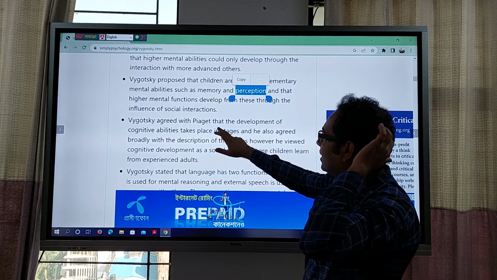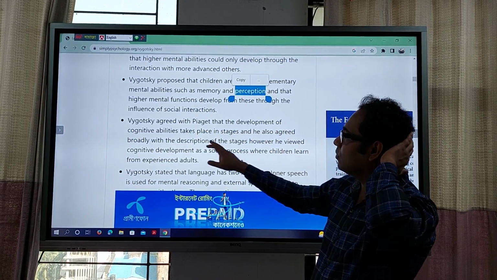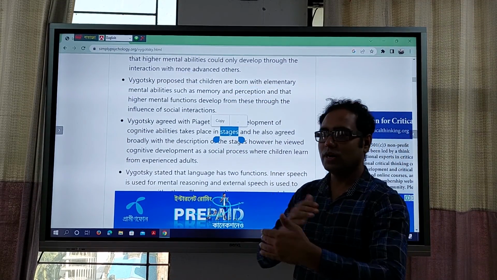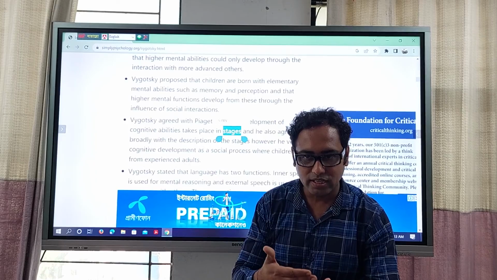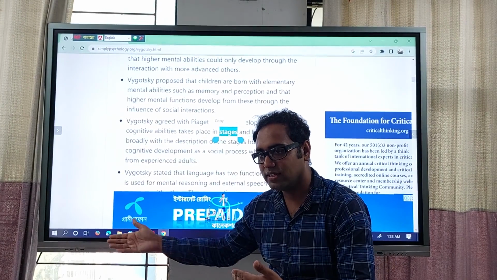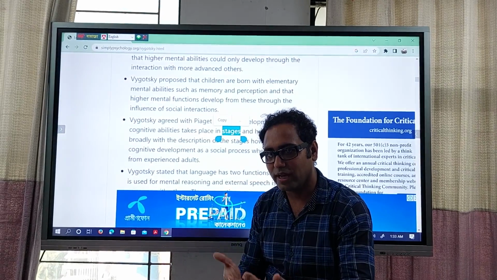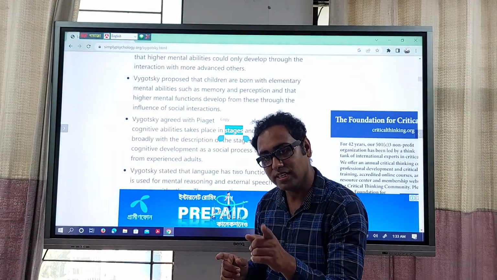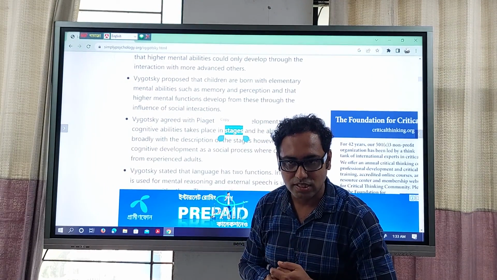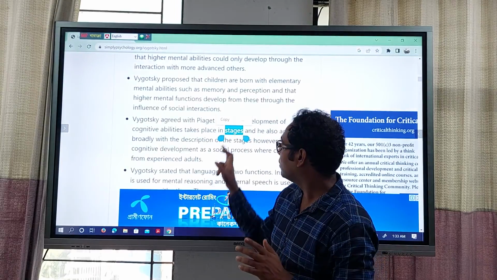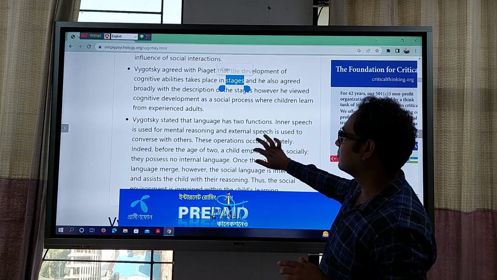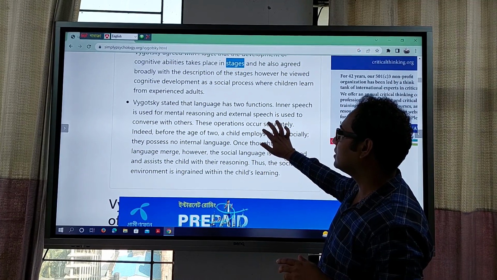Number 6. Vygotsky agreed with Piaget that the development of cognitive abilities takes place in stages. So after certain ages, 2 years, 5 years, 7 years, 10 years, 12 years, your ability gradually develops. And Piaget told that in his theory, and Vygotsky agrees with Piaget. Clear? So what is this? Stages of learning.